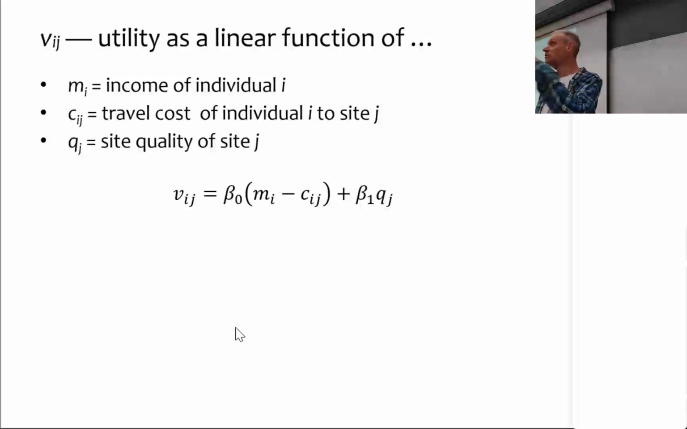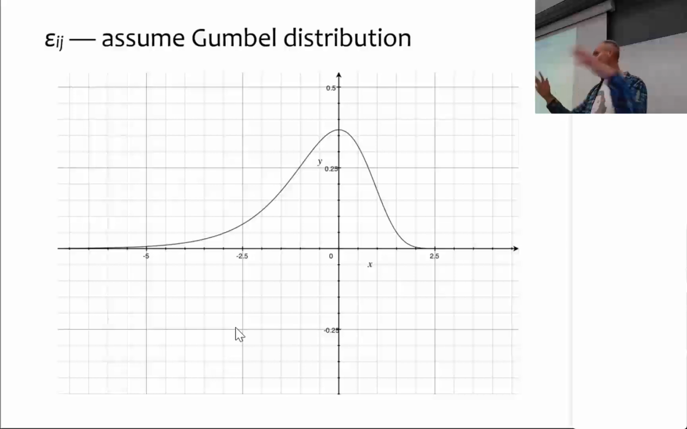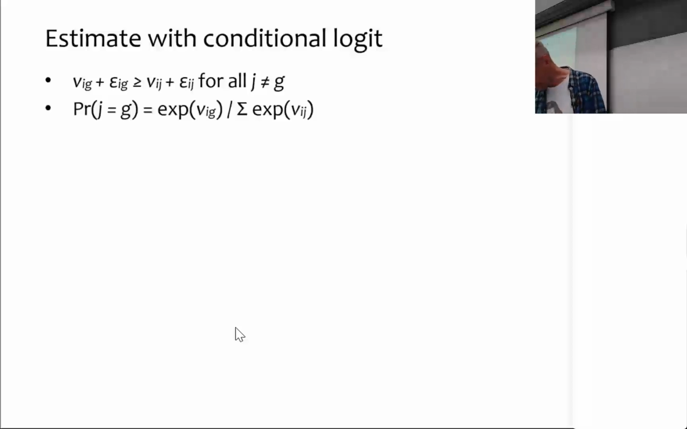So that is an assumption you make, and then you assume that the stochastic term follows a Gumbel distribution, looks like this. The reason you want to do this is because otherwise you can't do the math, right? If you assume Gumbel, you can do the math, if your name is Dan McFadden. And then we have the complete model.